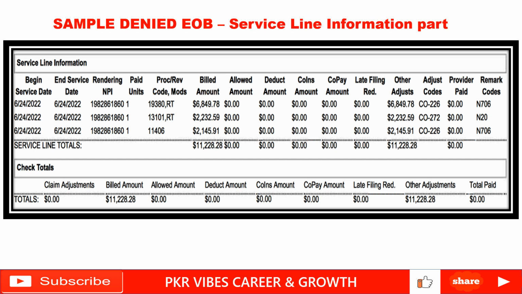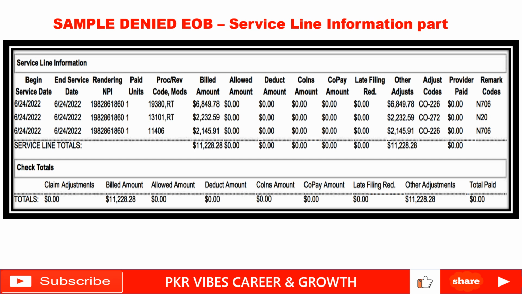So at that time the provider paid amount is zero, and if the patient responsibility and the provider paid amount are zero, and the allowed amount is zero, then it is a denied EOB. In that way, you have to analyze and understand that this is a denied EOB. So here the question is how you can understand and read that this is a denied EOB.